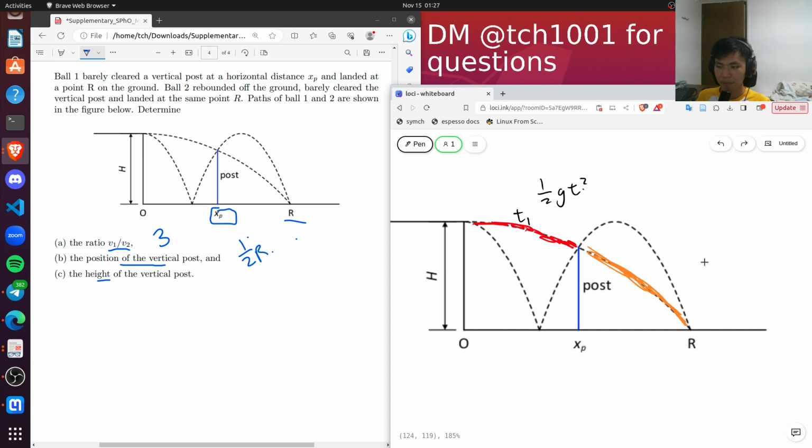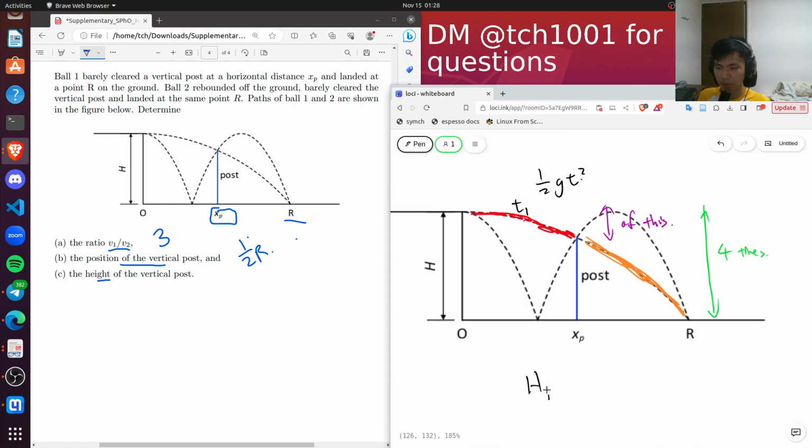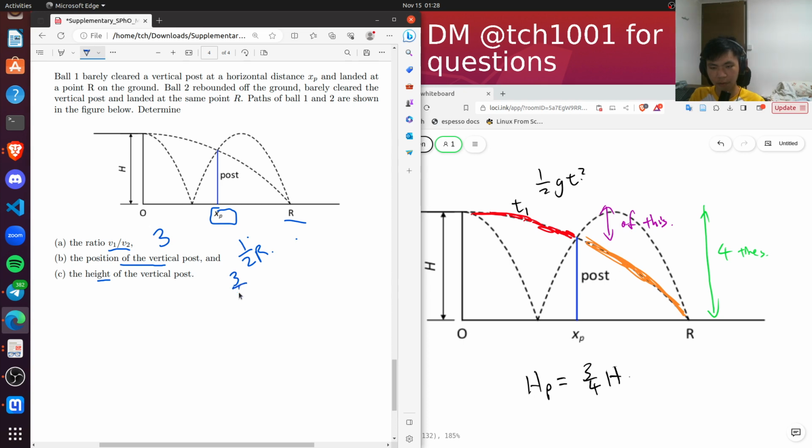So we know that this displacement over here from starting, from starting to r, I'll highlight it in green, from starting to r, this is essentially 4 times that of the starting to the post, which I'll highlight in purple, 4 times of this. And hence, the height of the post will be equal to 3 over 4 h. Okay, so the answer is 3 over 4 h.